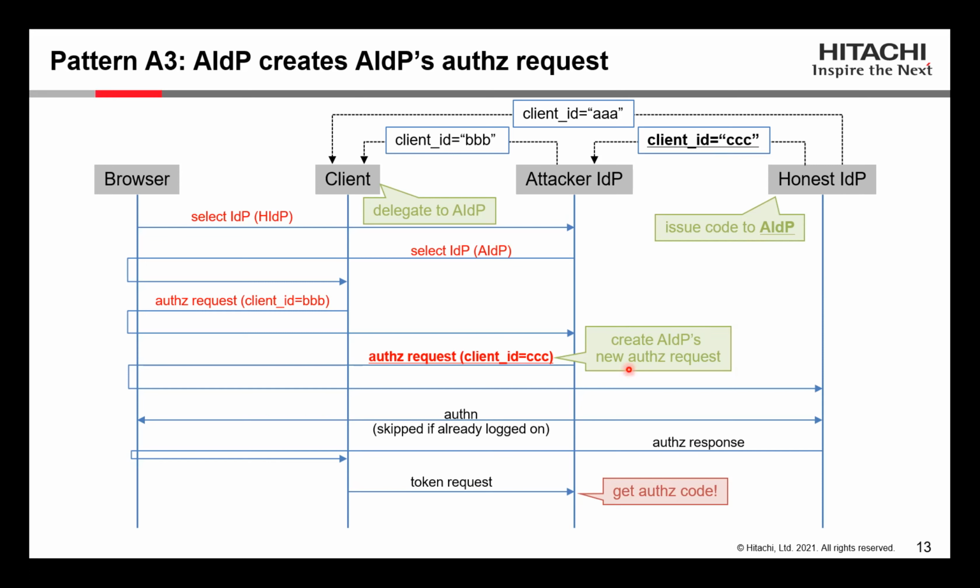After that, HITP authenticates the user via the browser. Then HITP sends an authorization response to the client redirect URI. This is because AIDP registered the client's redirect URI as AIDP's redirect URI. This authorization response includes an authorization code. HITP assumes HITP issues an authorization code to AIDP. Then the client sends a token request with the authorization code to AIDP, because the client assumes that the client delegates authorization to AIDP, so that the attacker can get the authorization code.